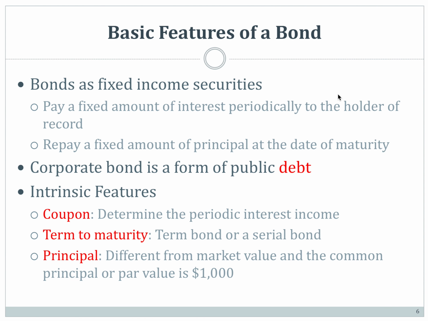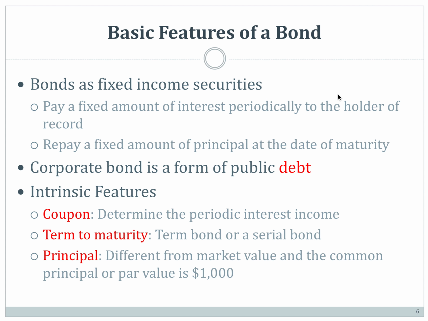Okay? So basic feature of the bond. The bond is a fixed income security. So as we said earlier, it pays a fixed amount of interest periodically to the holder of the record. The corporate bond is a form of public debt, and there are 3 intrinsic features that's related with bond.